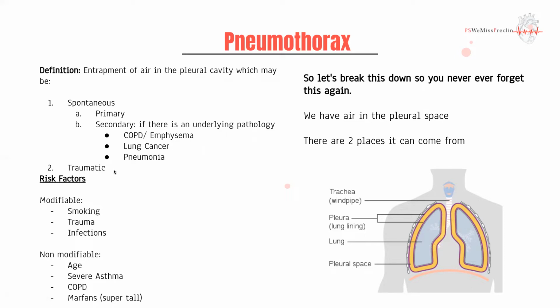Obviously, trauma, let's start with a simple one. So trauma, pretty straightforward. If you stab someone, you are going to damage their parietal pleura. That's going to leak air in. Then moving on to something like emphysema.